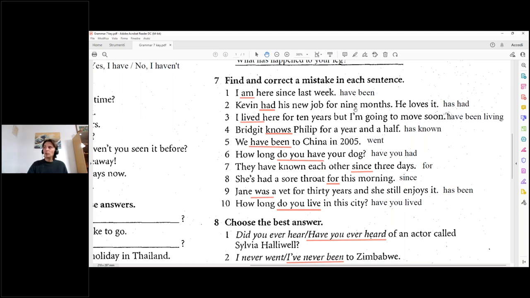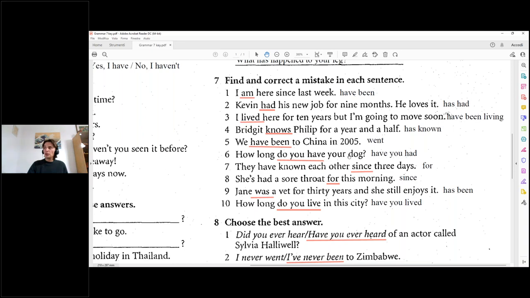Kevin had his new job for 9 months? No. Has had. Kevin has had his new job for 9 months. He loves it. I have been living here for 10 years, but I'm going to move soon. Bridget has known Philip for a year and a half. I went to China in 2005. C'è una data precisa. I went to China in 2005.